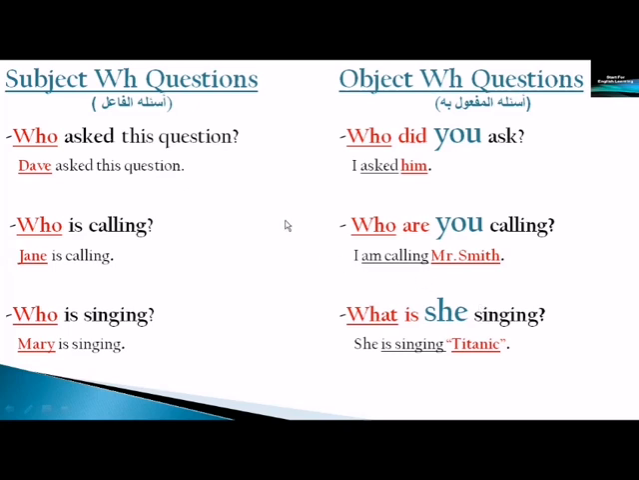So please note that we use inversion with all WH questions except for the questions that ask for the subject. Except for the subject WH questions. Okay?